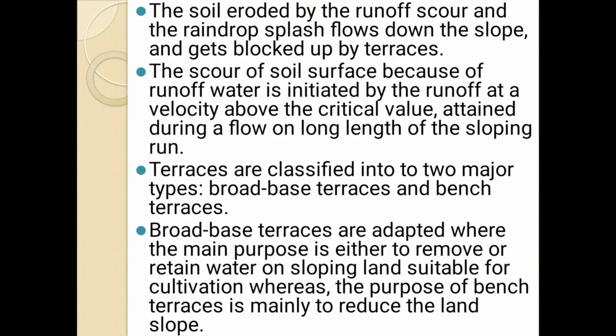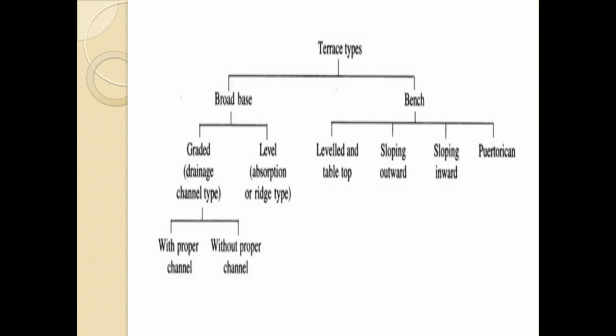Next one, terraces are classified into two major types. First one is the broad-based terrace and second one is the bench terrace. Broad-based terraces are adopted where the main purpose is either to remove or retain water on the sloping land surface for cultivation purposes, whereas the purpose of the bench terrace is mainly to reduce the land slope only. Terrace types: first one broad base, second bench type.